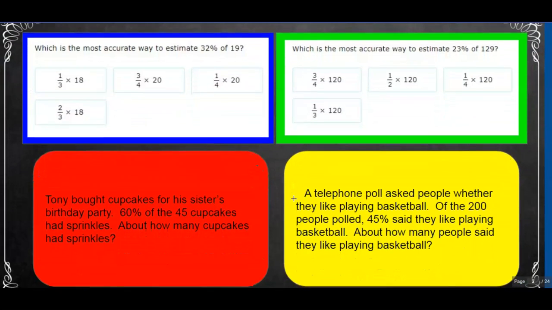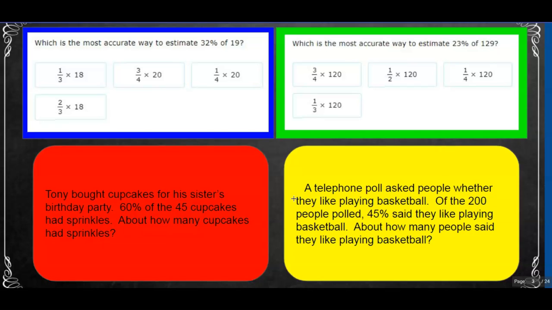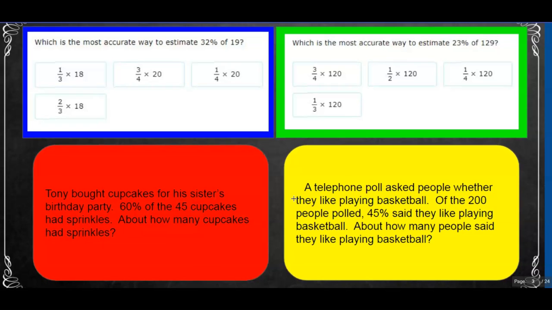Let's look at a couple of other examples. This problem with the blue background says, what is the most accurate way to estimate 32% of 19? We have some choices here. They don't ask us what is 32% of 19. They just ask, what's the best way to estimate it?